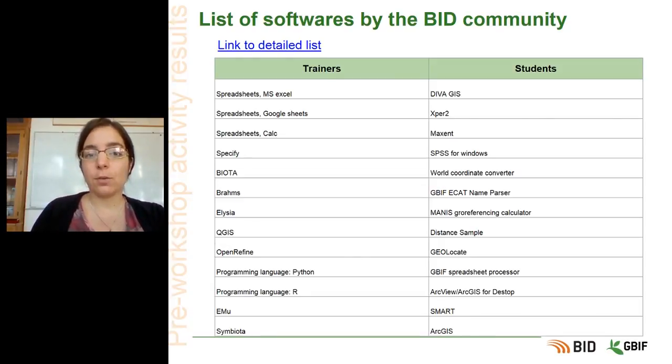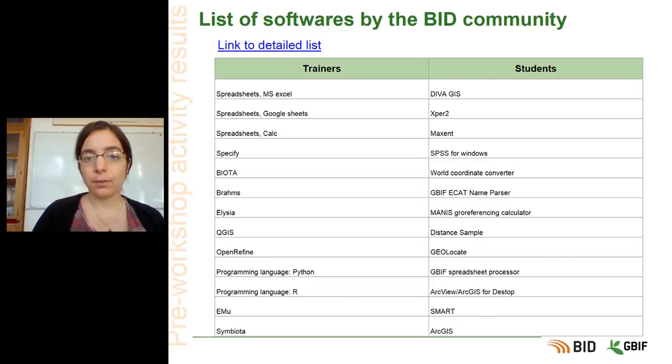So here you have a really short list of the software that was recommended by the BID community. You can see that the trainers recommended spreadsheets such as Excel or Google Sheets or Calc, and software about digitization more specifically, such as Specify, Biota, Brahms, Elysia, that is developed by GBIF Spain, QGIS, OpenRefine, and other software or languages for programming, such as Python, R, Emu, or Symbiota.